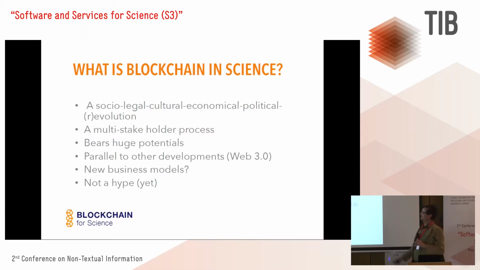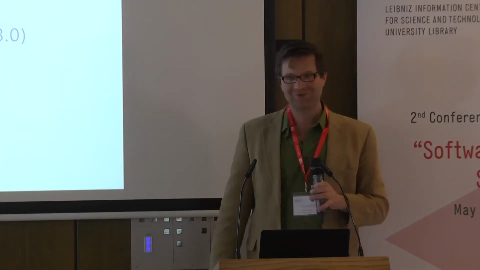Okay. And I see blockchain and science the same. It's a social, legal, cultural, economical, political evolution. Of course, it's a multi-stakeholder process. It bears huge potential. The developments are ongoing everywhere, like DAOs, new concepts in the blockchain world, and it goes along with Web 3.0 developments. Another interesting thing is new business models, crowdfunding systems, ICOs, which are developing and maybe can be used in science too. And blockchain in science is not a hype yet. Maybe it will change, we'll see.